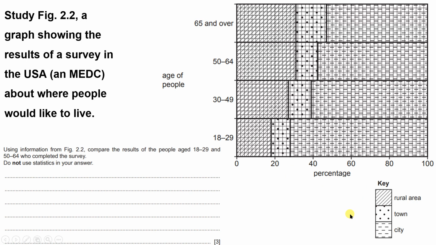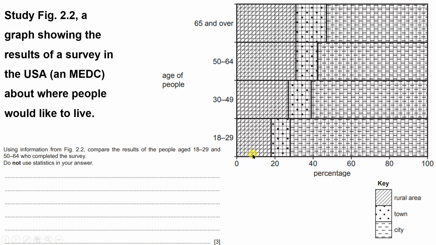Now, anytime you're answering questions on graphs or on maps, the key is always there to give you an idea of what it means. And you must always learn how to use the key to interpret the question. Now, the first thing here is using information from figure 2.2. Compare the result of people age 18 to 29 and age 50 to 64 who completed the survey. Do not use statistics, so just describe.